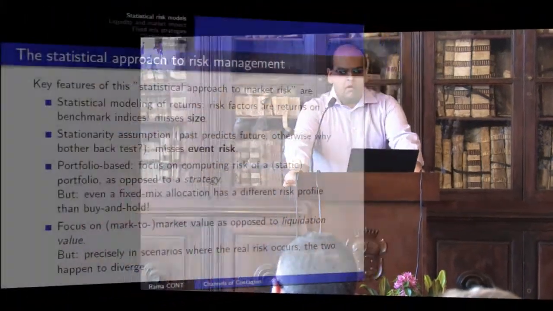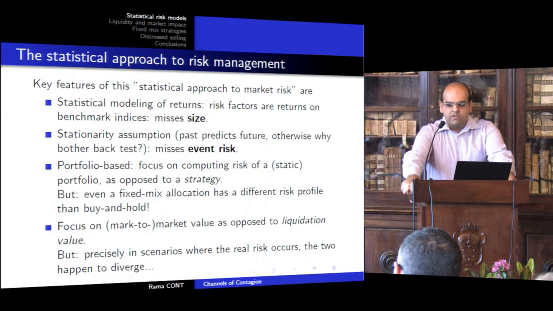These tools are pretty standard. They exist in the form of off-the-shelf software that you can buy and use in your risk management systems. And typically, the way they are used is that you take some statistical model and then you estimate it from recent historical data. And then you use that model for computing loss distributions and simulating the risk scenarios.